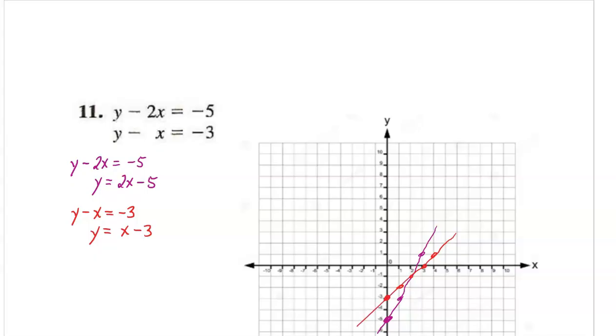Are the two lines parallel? Are the two lines coincident? Or do the two lines intersect each other at a dot? Yup, they intersect right here, which I colored in blue. The blue dot is at 2, -1.